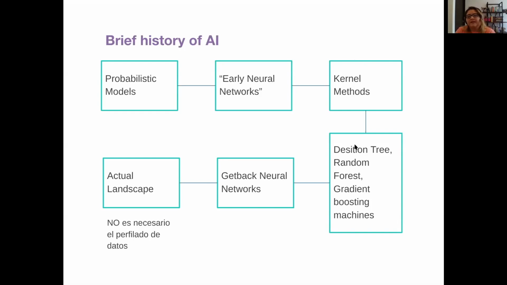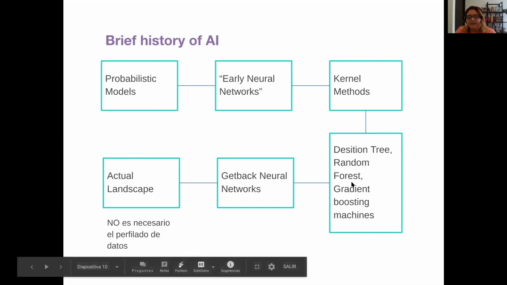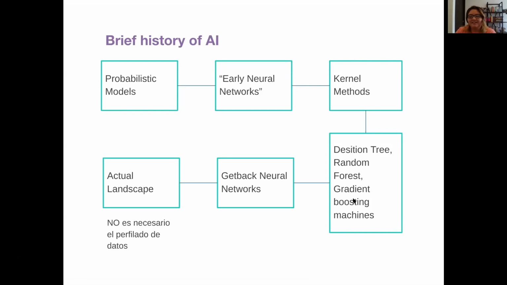Then some common algorithms were developed, decision trees, random forests, and the new one that rules a lot, the gradient boosted machines. Then it was identified that neural networks, which correspond to the deep learning models, became very popular. And the landscape also includes all of them, because it's not necessary to profile the data a lot.